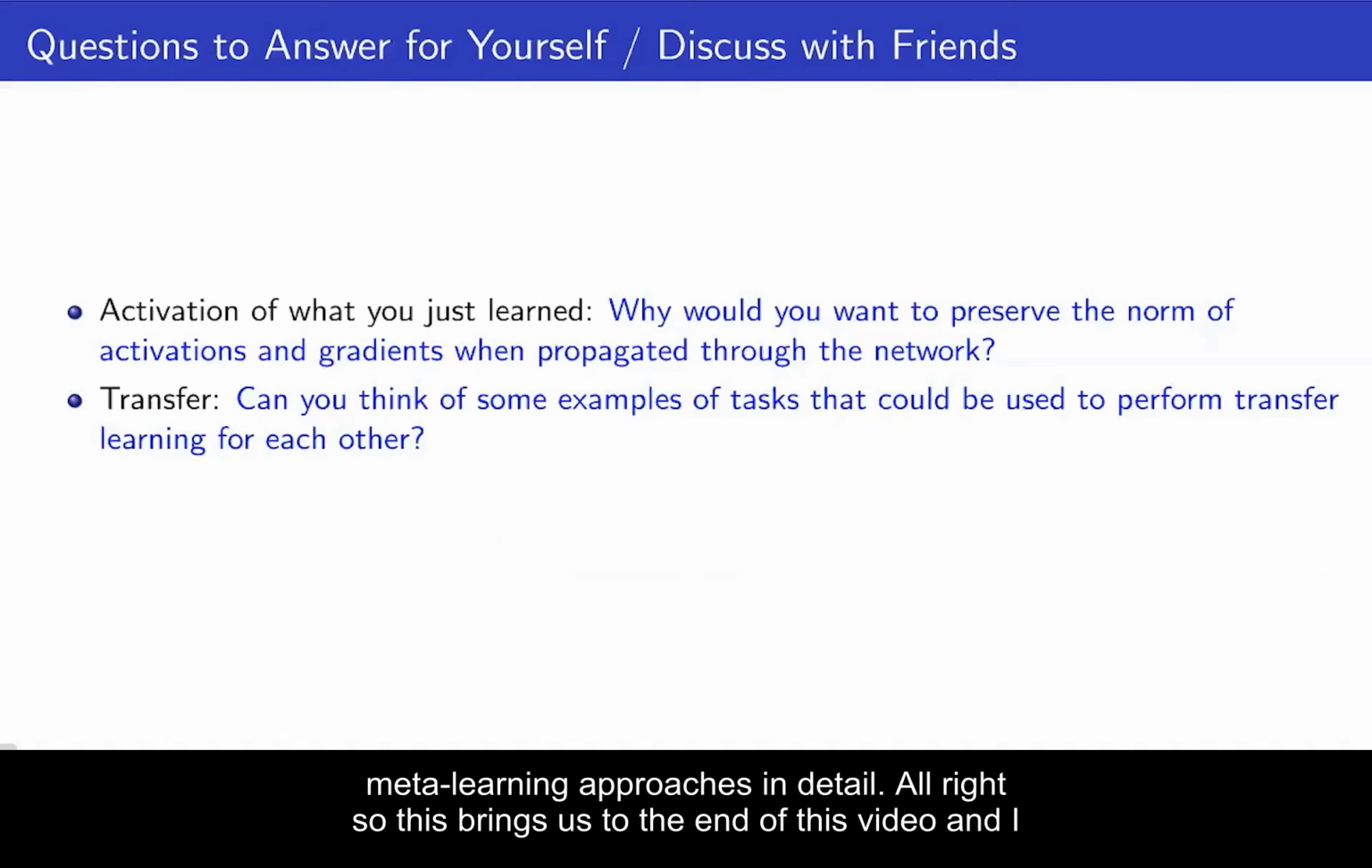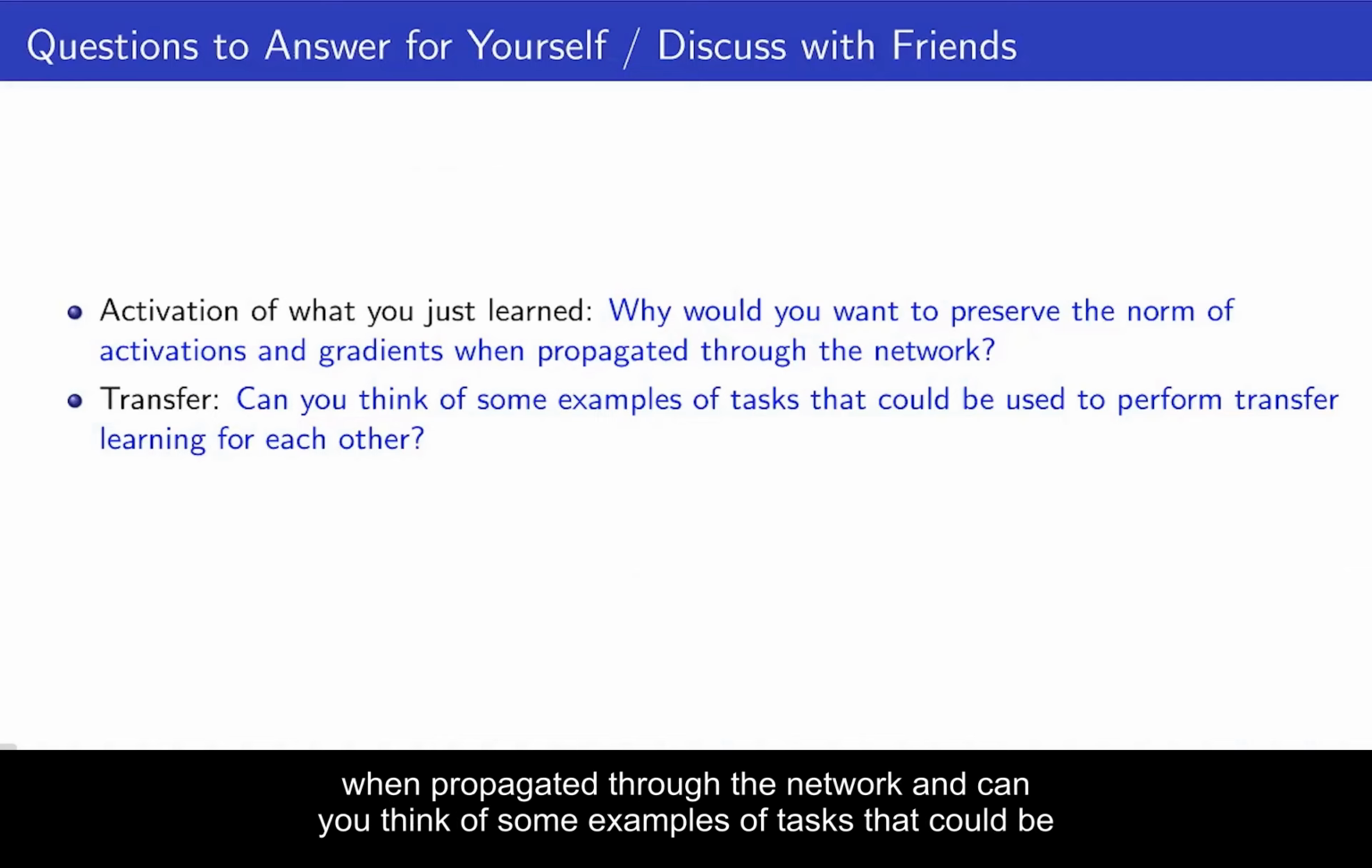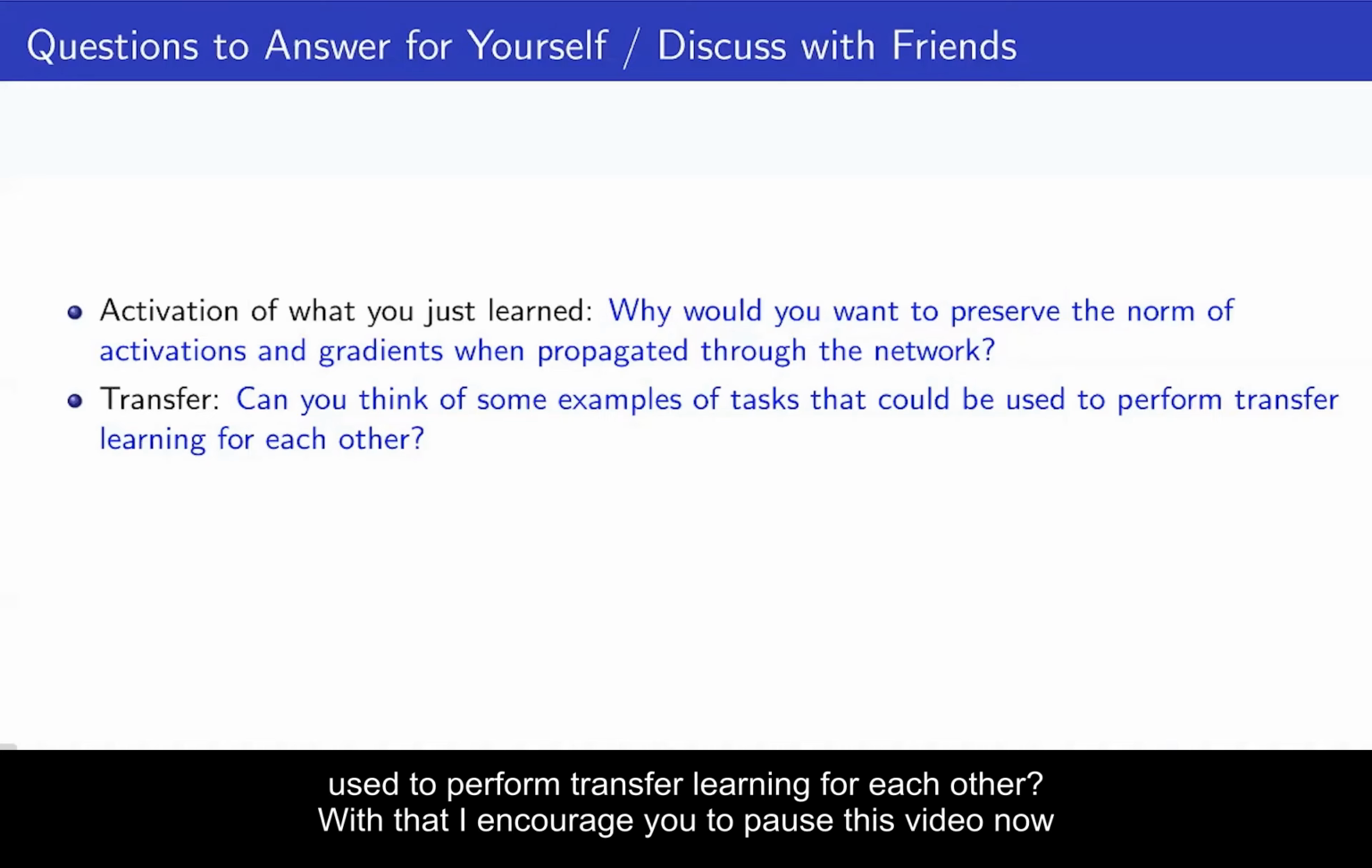All right, so this brings us to the end of this video, and I have two questions for you. Why would you want to preserve the norm of the activations and gradients when propagated through the network? And can you think of some examples of tasks that could be used to perform transfer learning for each other?